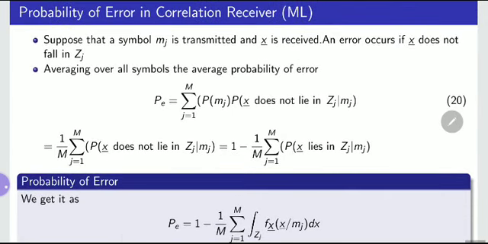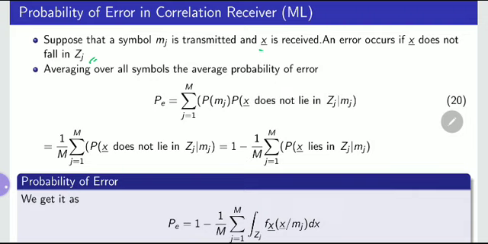Now, probability of error in the correlation receiver. Our correlation receiver is our optimum receiver. It is optimum because it gives you the minimum possible probability of error. There will be error, but that will be minimum. Now we will find an expression for the probability of error. Suppose that a symbol mj is transmitted and x is received. An error occurs if x does not fall in zj. If x falls in some other region except zj, then it is an error.